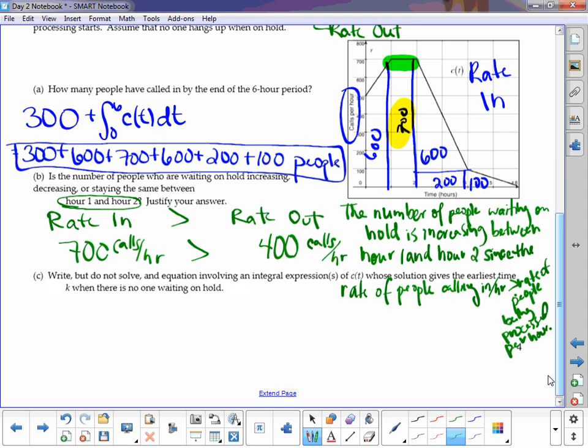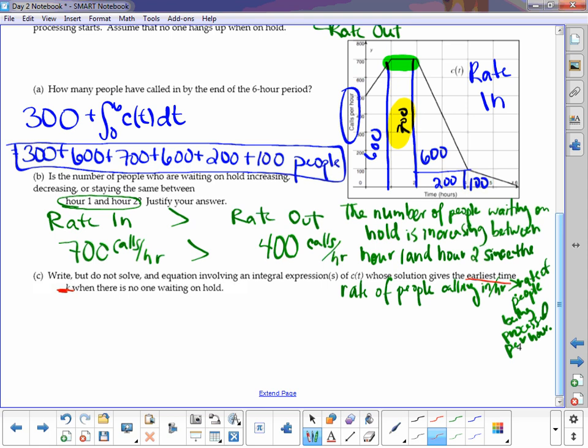All right, now C. Leave it to AP to always throw the letter K into some for your response. And it almost always ends up in the last portion of our response. So it says, write but do not solve an equation involving an integral expression or expressions of C of t, whose solution gives the earliest time K when there's no one waiting on hold. Okay, so earliest time K. So instead of our variable, or our bounds, if you would, our time being t, we can actually put K for it, where there's no one waiting on hold.